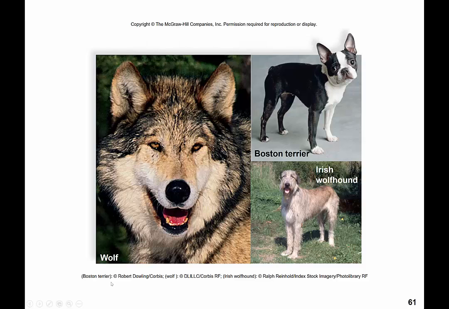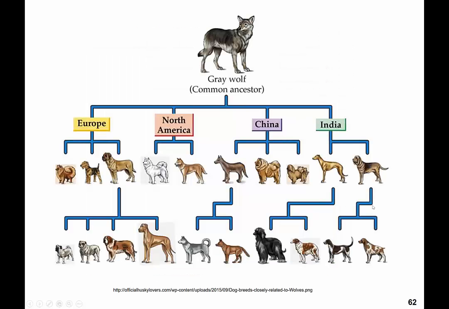So there was a variation of traits in original wolf populations, and over time, as wolves became domesticated and humans selectively bred for different traits, different breeds of dog were created. There's a Boston Terrier, an Irish Wolfhound. We can look at the gray wolf and how its lineage has been traced to different dog breeds in Europe, North America, China, and India.